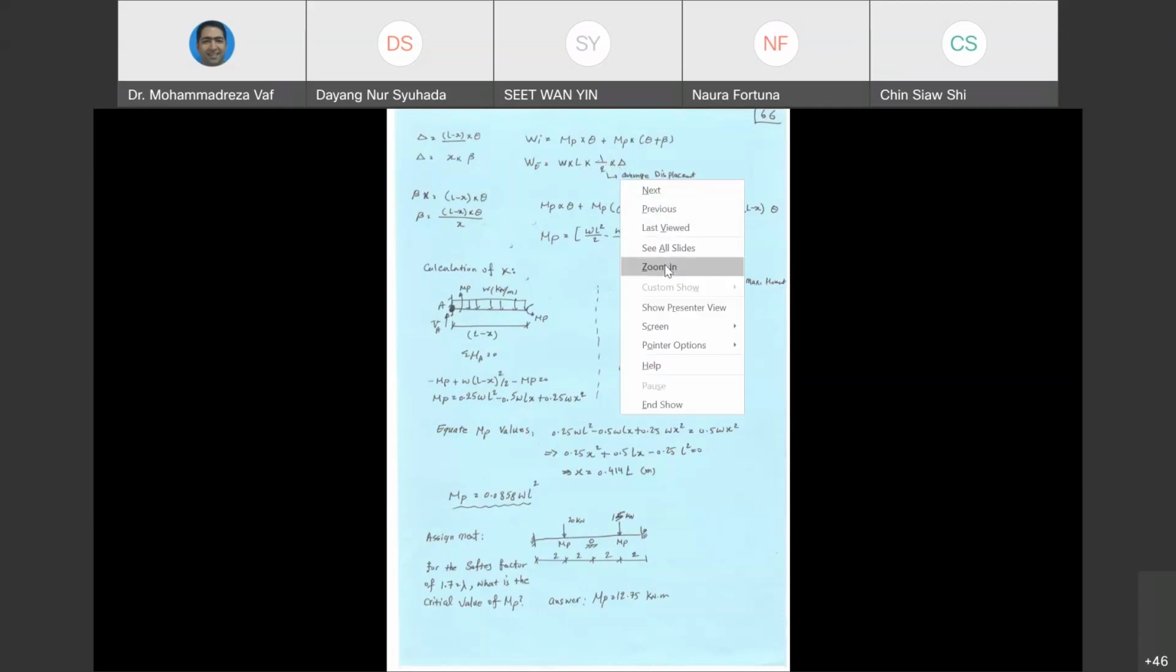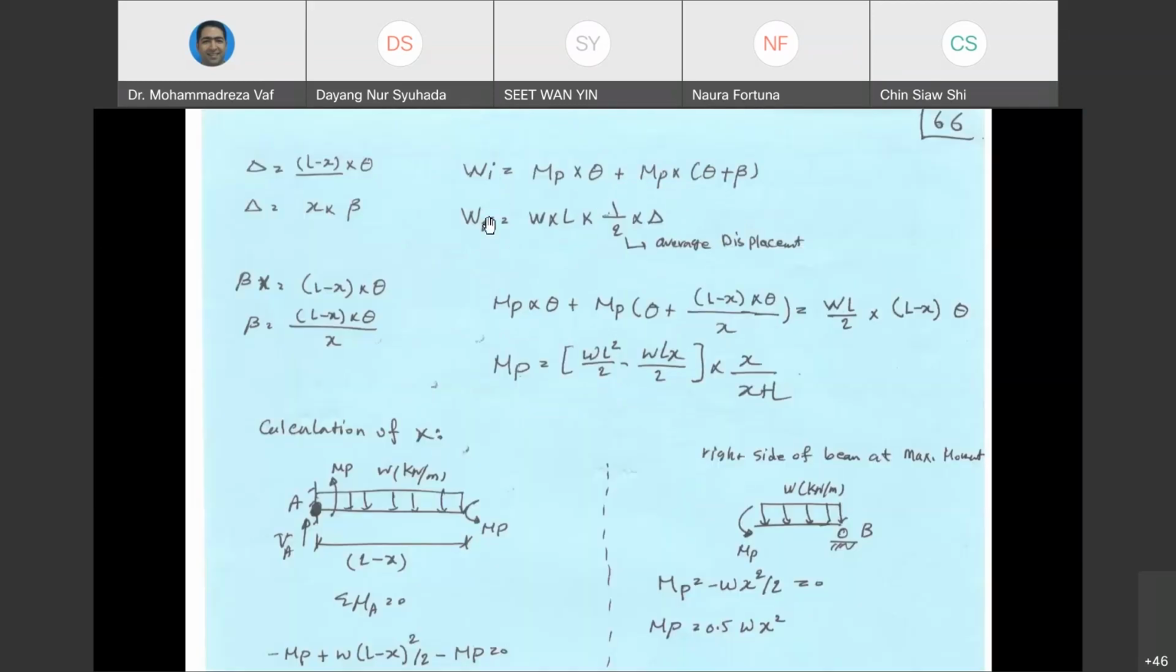Right now, we need to say internal work equals external work. If you do this calculation, you get this equation: MP multiplied by theta, MP multiplied by theta plus beta, which is internal work. And here, instead of beta, we can calculate theta from the equation that we know. So we replace beta with theta, and equals to, again, for delta also, we can calculate it based on theta. And after that, you can make a simplification and get MP equals to WL squared divided by 2 minus WLx divided by x over x plus L. So this is basically the value of MP that is needed for that beam in order to avoid any collapse.